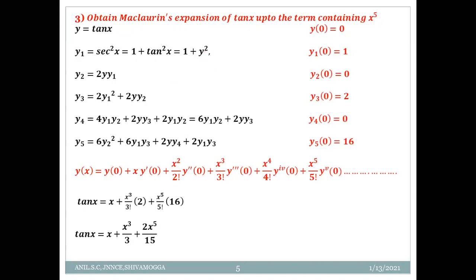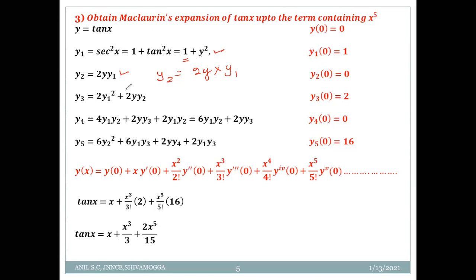This is first order derivative. Next, to find second order derivative, differentiate this with respect to x. Derivative of y1 is y2. This is equal to 1 is a constant, its derivative must be 0, and derivative of y square is 2y into derivative of y with respect to x is y1. That's what I have written here. 2y into y1. Put x is equal to 0.